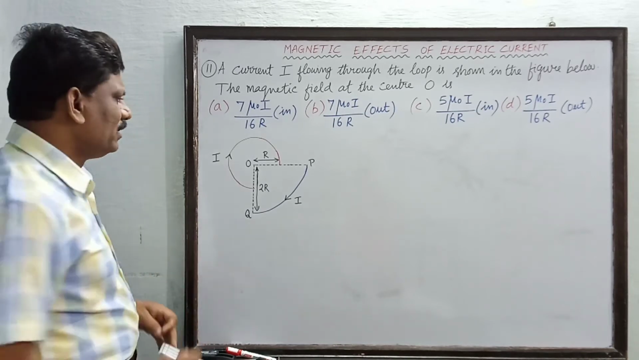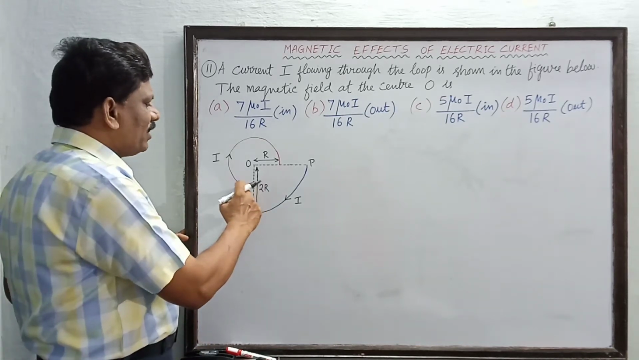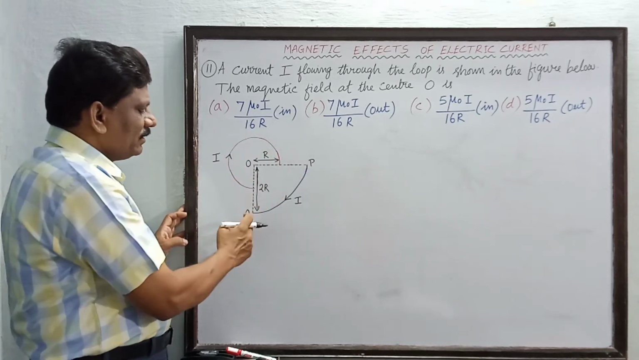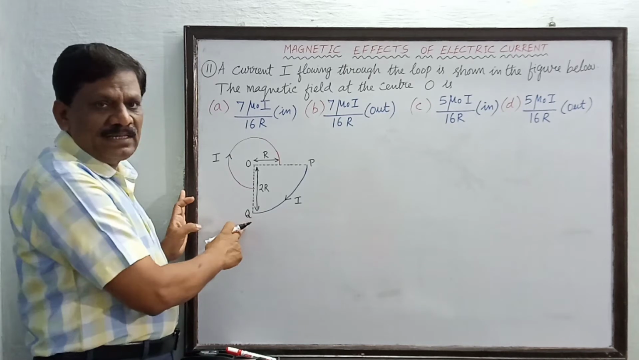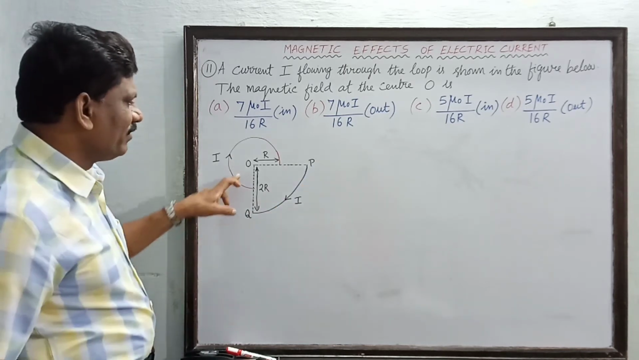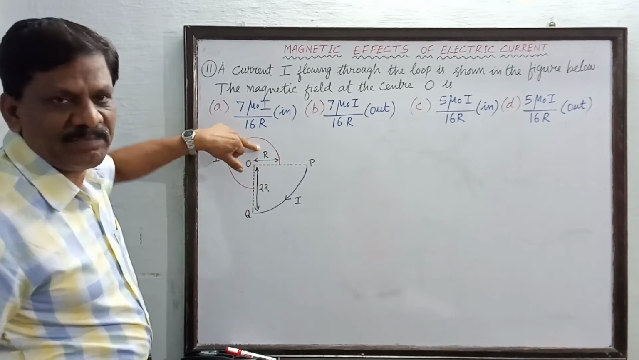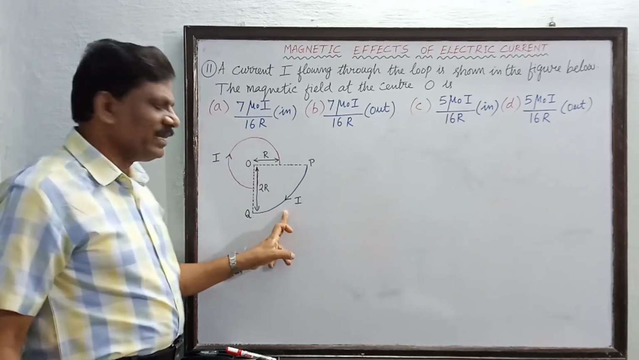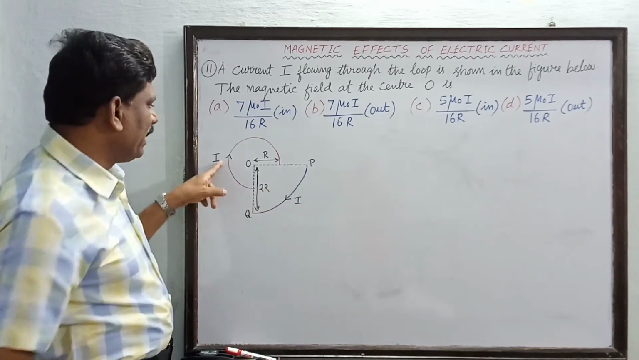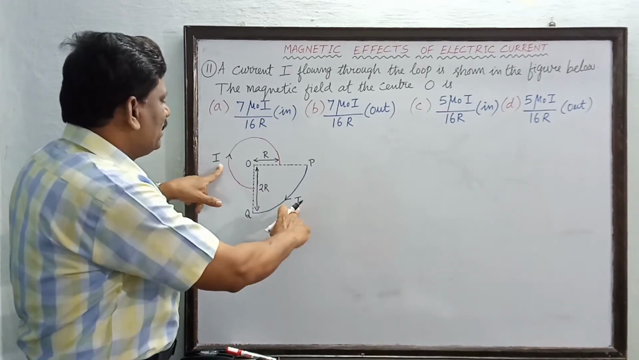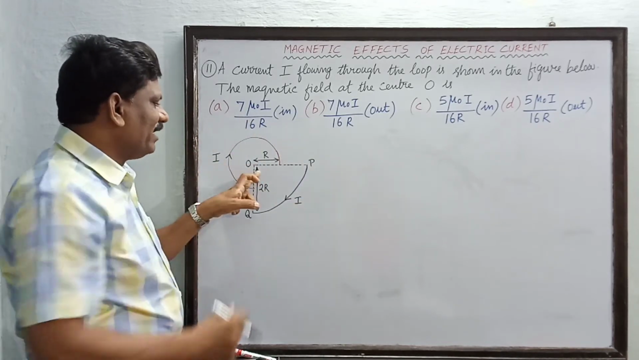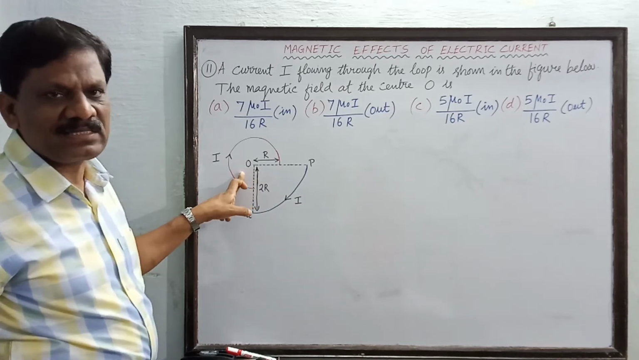You can see here one arc, the red color arc. This is the smaller arc. And the other one is the blue color arc, that is PQ. This is a larger arc. The radius of the first circular arc is capital R and the radius of the larger arc is 2R. So when I ampere of current is flowing in the clockwise direction, what will be the magnetic field at the center O is being asked.